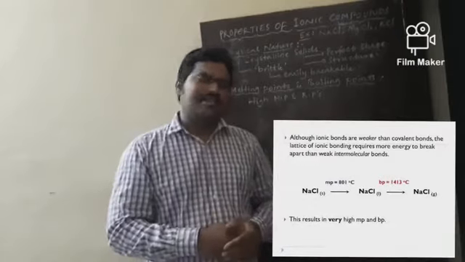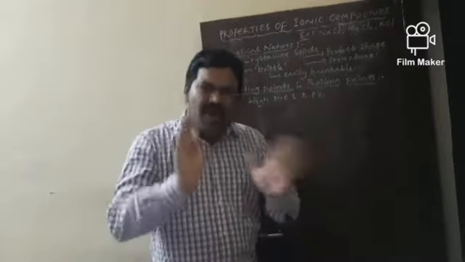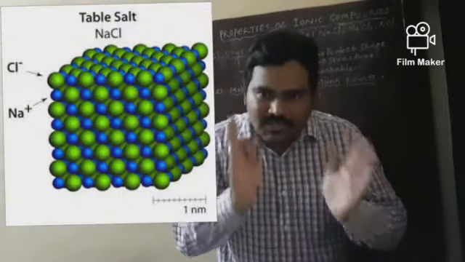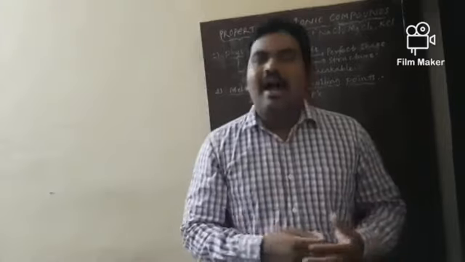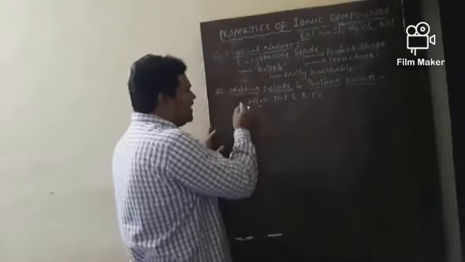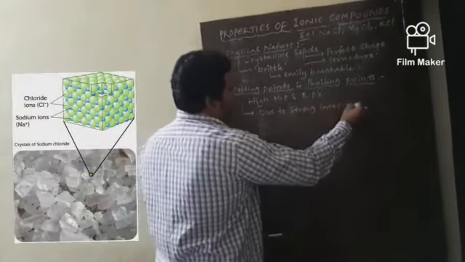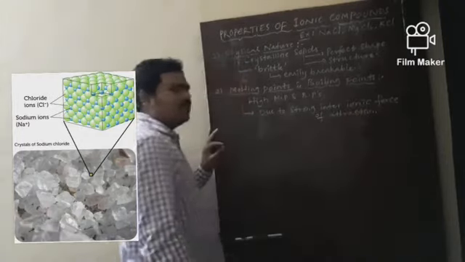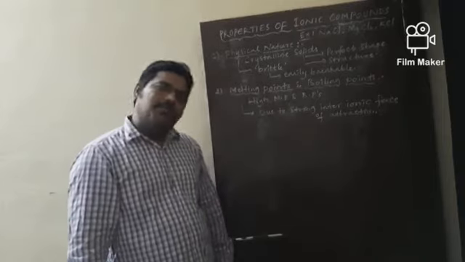Why this much high melting and boiling points for these compounds? Yes, you are correct. These are due to strong ionic forces of attraction. A considerable amount of energy is required to break the strong inter-ionic force of attraction. That's why ionic compounds have high melting and boiling points. So, what is the main reason? Strong inter-ionic force of attraction, and more energy is required to break this inter-ionic attraction. That's why these compounds possess high melting and boiling points.